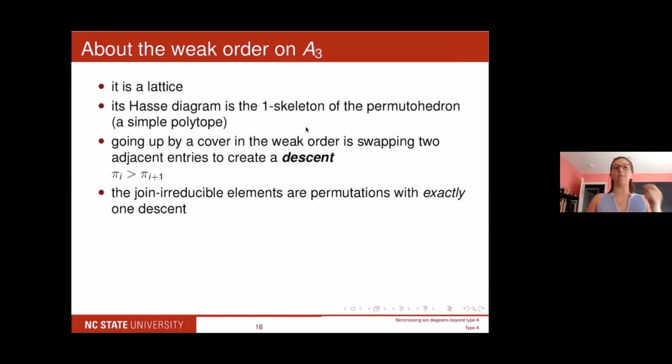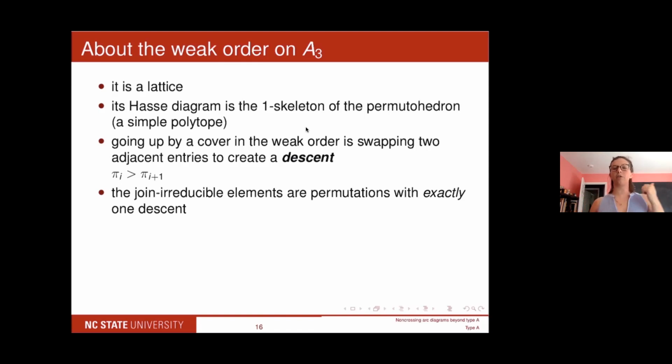Its Hasse diagram is the one skeleton of the permutahedron, which is a simple polytope. And then going up by a cover in the weak order is swapping two adjacent entries to create a descent. So going down would be swapping two entries to destroy a descent.